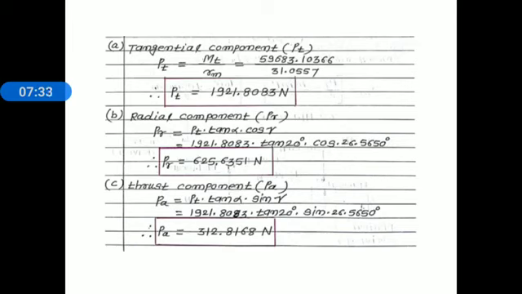And the third and last component, axial or thrust component, that is P suffix a. We know the relation for this thrust component P suffix a is equal to Pt into tan alpha into sine gamma. Now substitute the values in this relation. 1921.8083 into tan 20 degree into sine 26.5650 degree. Simplify this. After simplification, we get a value of axial component P suffix a is equal to 312.8168 Newton.